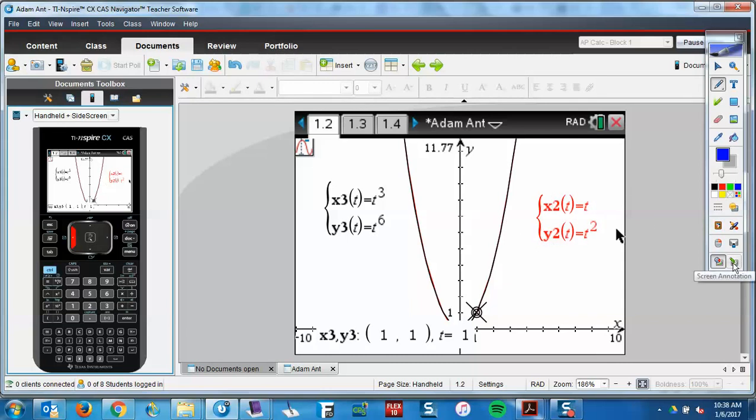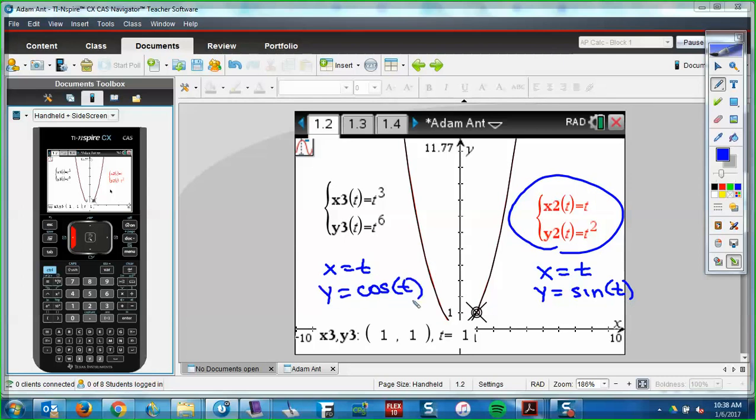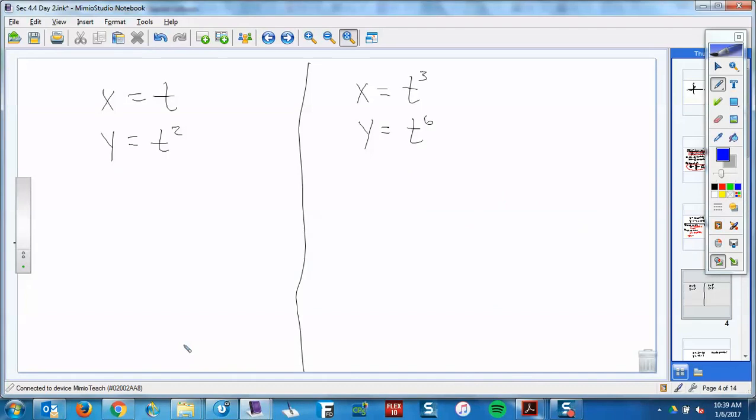If I want to draw the sine graph with parametrics, look at this example right here. x equals t and y equals sine t. And that would give me the sine graph, because I could interchange the x and the t, I could put an x right there and get sine x, right? If I want to do the cosine graph with parametrics, I do x equals t, and y equals cosine t. And that would be the cosine graph in parametrics, right? You just let x equal t, right?